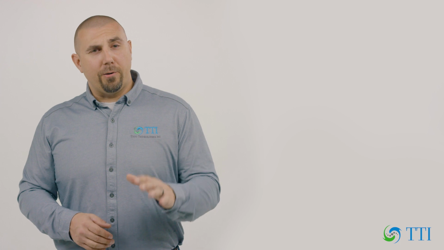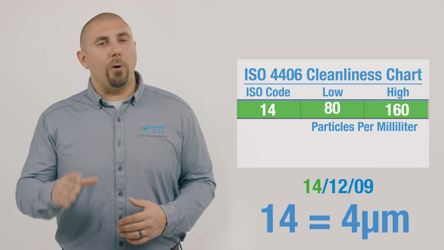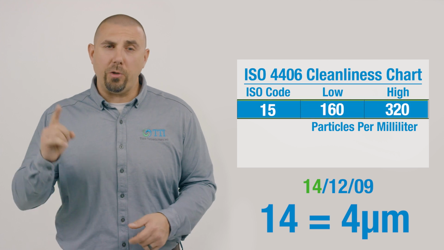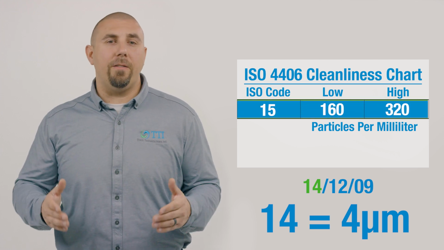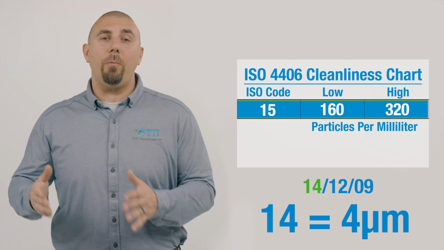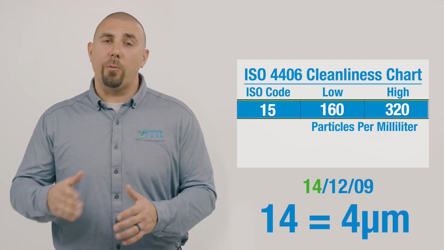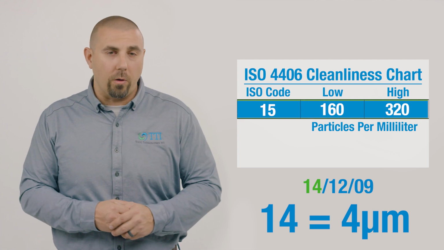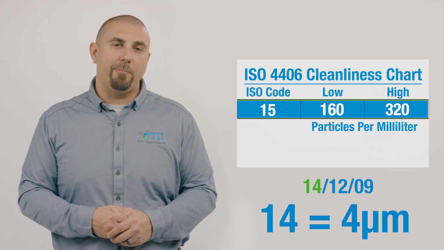Now, to really understand the change that happens when an ISO code increases by just 1, let's go back to our ISO code and see what happens. Starting with 14, or the 4 micron channel, if we were to see an increase of just 1 to 15, we would see that the number of particles goes from 80 to 160 particles up to 160 to 320 particles of contamination at the 4 micron size or larger per milliliter of fluid.